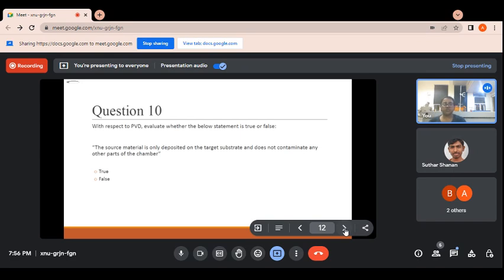Next, we are moving towards question number 10. With respect to PVD, evaluate whether the below statement is true or false. The source material is only deposited on the target substrate and does not contaminate any other part of the chamber. So is it true or false? Please go through the question carefully. False.